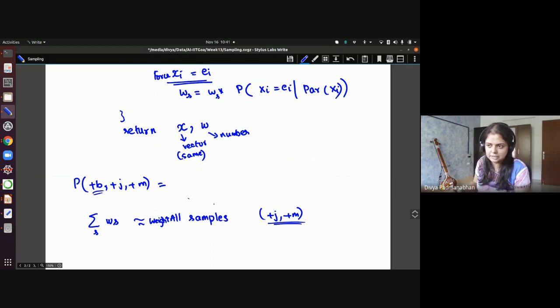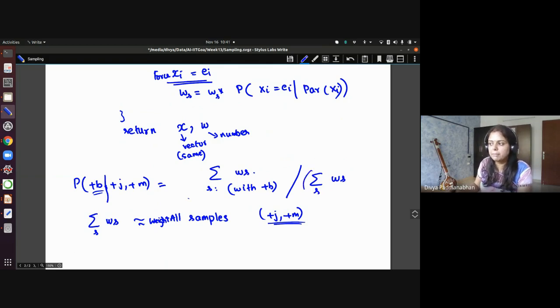Plus b plus j plus m. So what you do is you just take the sum over all samples, and additionally the samples with plus b alone you take. And now when you have this kind of a conditioning, what you do is you take this in the numerator, and in the denominator you take this. You take all the samples, the sum over weights of all the samples you consider, and in the numerator you only look at those which had a plus b.